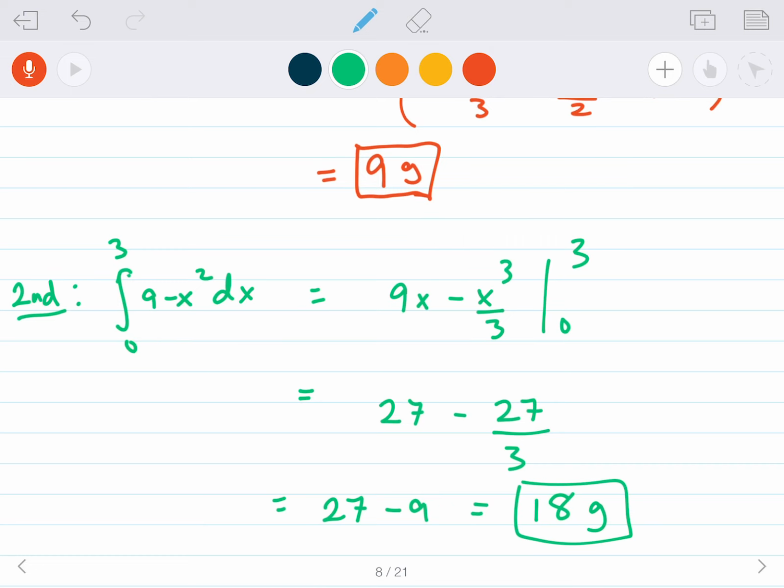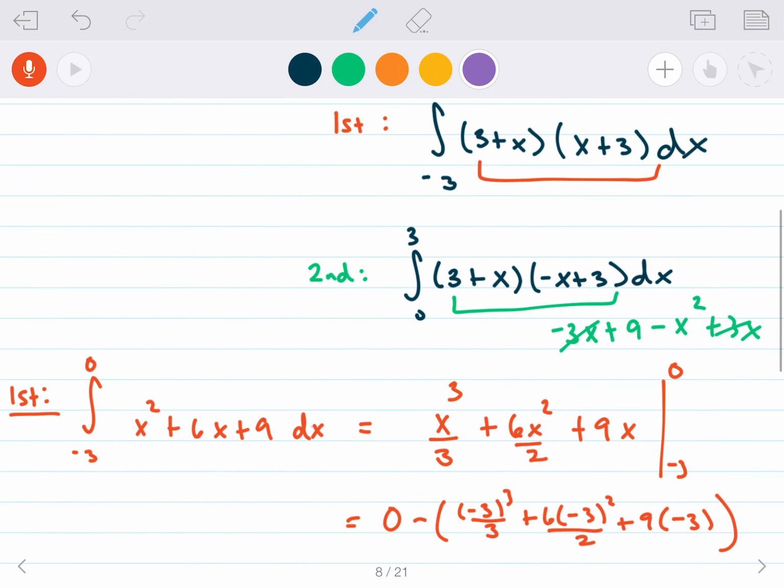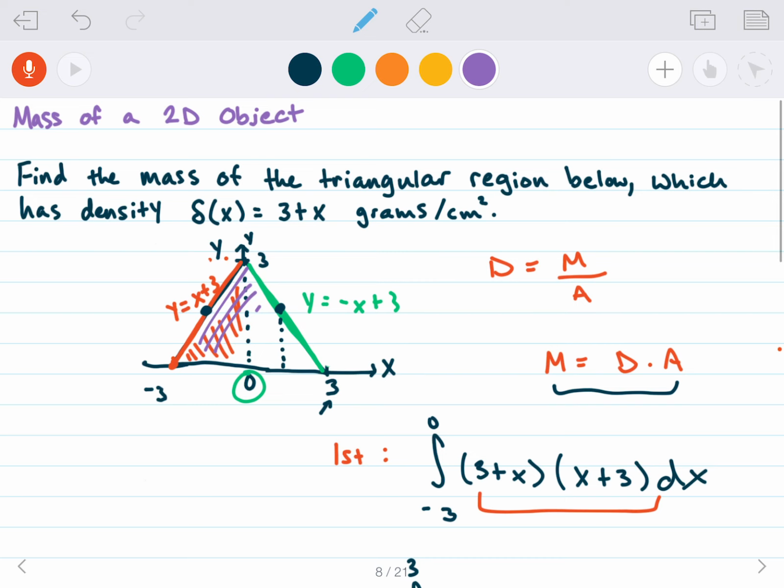Okay, so adding up these two, so 9 grams plus 18 grams, my final answer is going to be 27 grams. So that is the mass of this entire plate from -3 to 3.